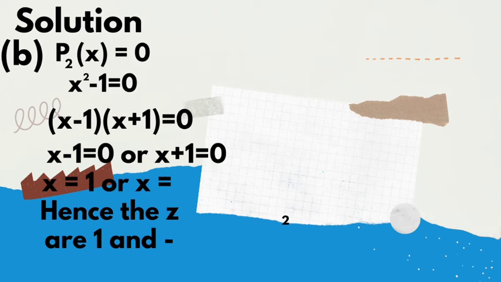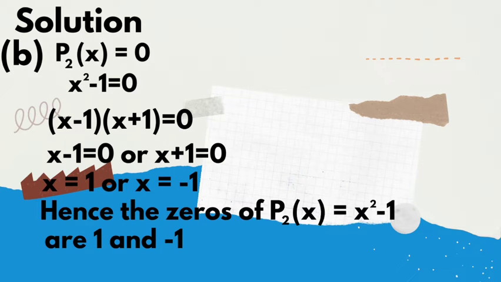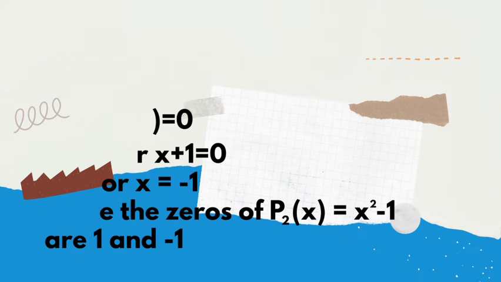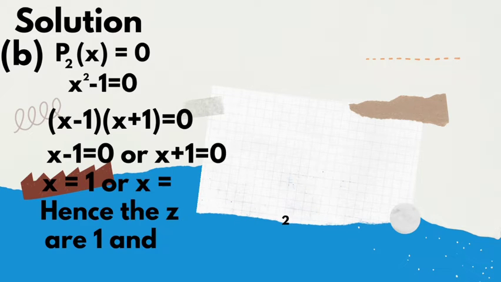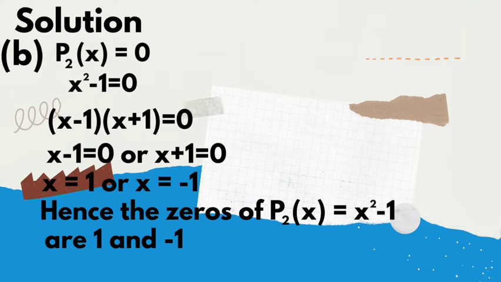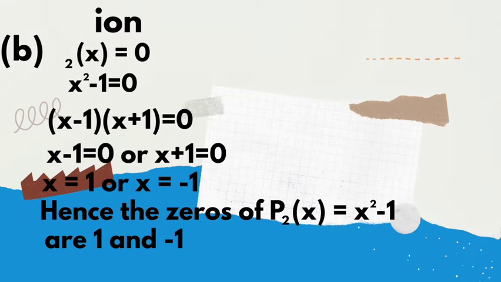The second question. P2 of x is equal to 0. And don't forget that P2 of x is equal to x squared minus 1. And that's the reason why x squared minus 1 is equal to 0. X squared minus 1 is a difference of 2 squares. And that's the reason why it gives us x minus 1 and x plus 1. And the final answer to this question is 1 or minus 1. The zeros of p2 of x are minus 1 and 1.